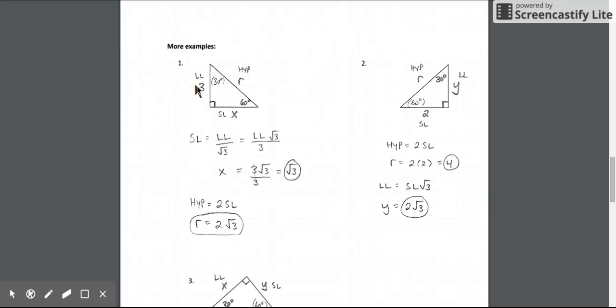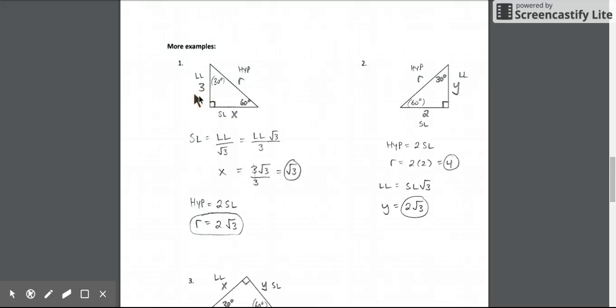Across from the 60 is the long leg. Across from the 30-degree angle is the short leg, and across from the right angle is always the hypotenuse. So once we have our pieces labeled correctly, then we can use our formula. Often mistakes happen when these pieces are labeled incorrectly, because it doesn't matter if you use your formulas correctly if you're plugging in the wrong values. So identify the pieces first, and then substitute what you're given and try to solve for what you need.